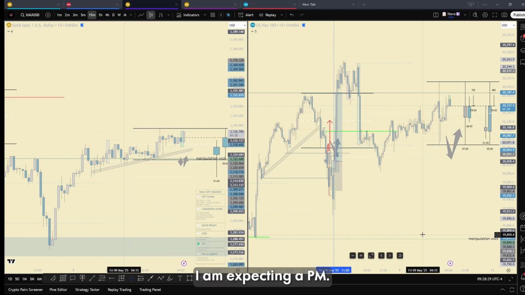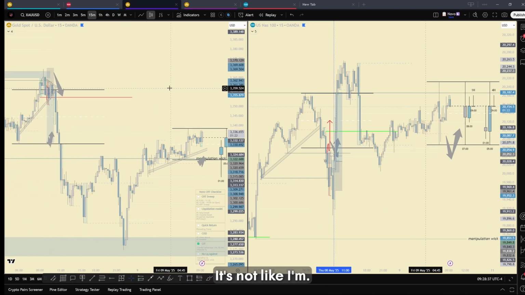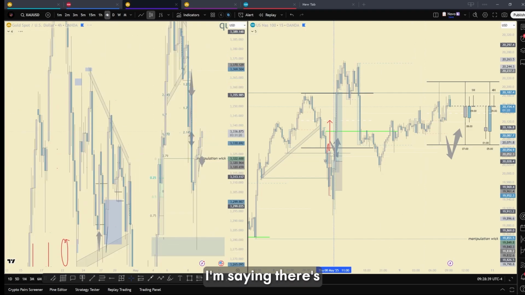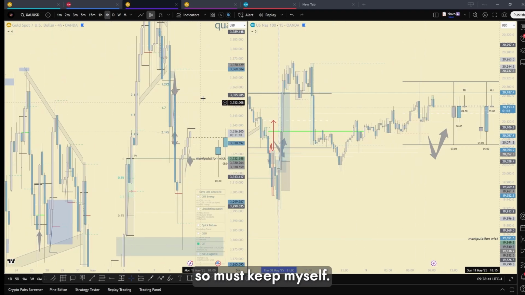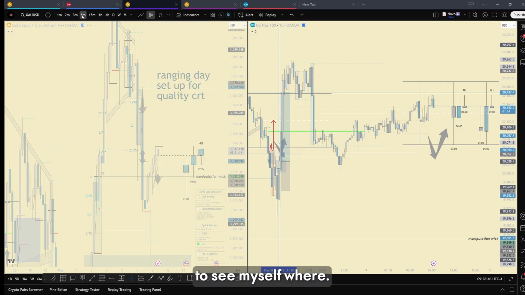Friday also, I am expecting a PM move. I'm definitely expecting some sort of PM reversal just because I've seen it happen so many times. I'm not saying that it has to happen. I'm just saying there is a probability of this happening. So I'm also keeping myself aware of that. I actually want to write that down on my notes for the day, on my chart, just to keep myself aware.